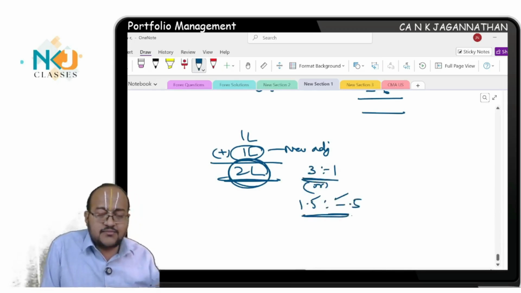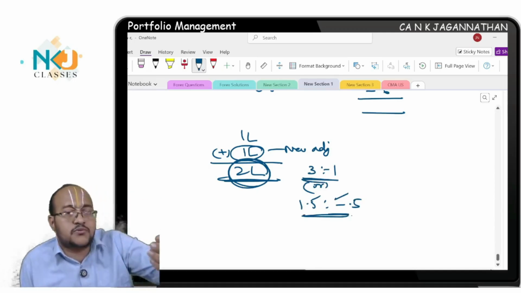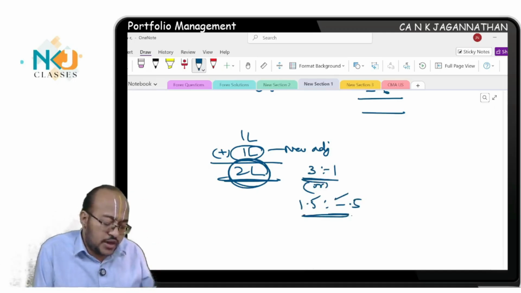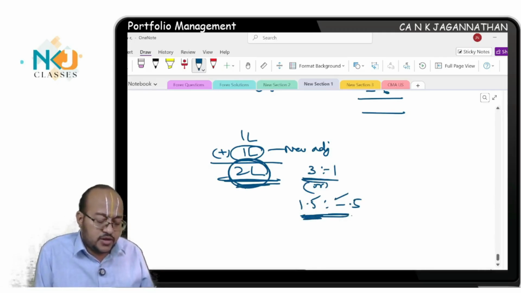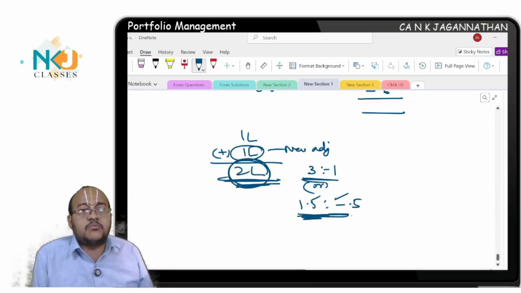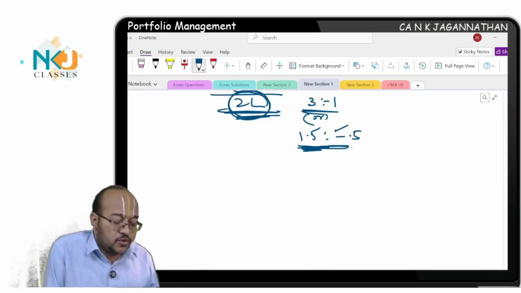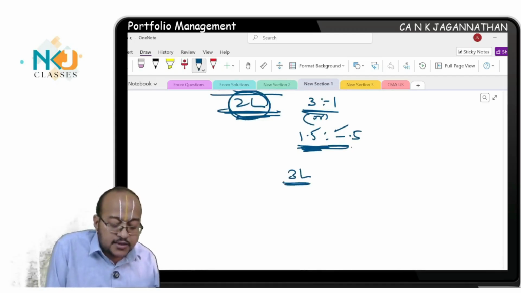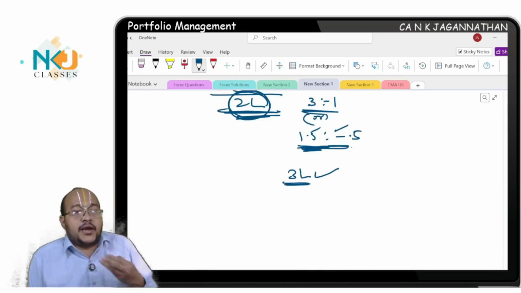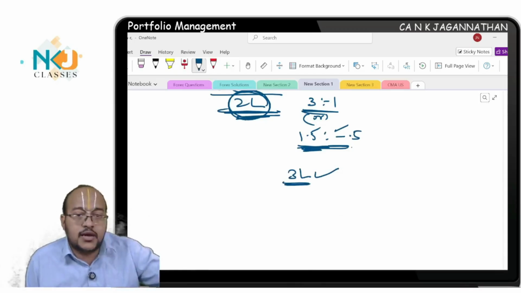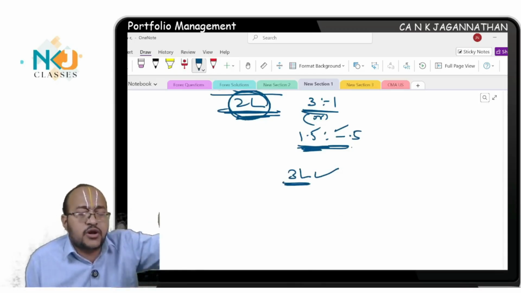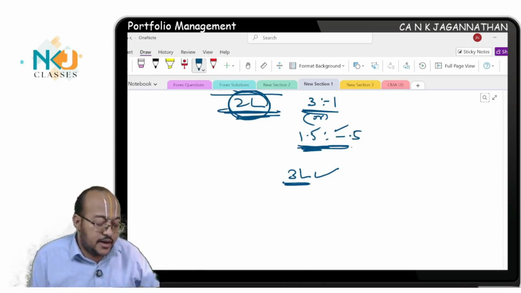What does the minus represent? Just nothing but short selling. Which means 2 lakh rupees you have in hand. Sir, 3 is to 1, into 1.5, now what should be done? Very simple. Tell me children. Now 2 lakh in your hand, 2 into 1.5, how much is that? 3 lakhs. Sir, only 2 lakhs I have in hand. How can I invest 3 lakh in security A? Don't ask this question, you already know. What do you do? You short sell and realize the balance 1 lakh.